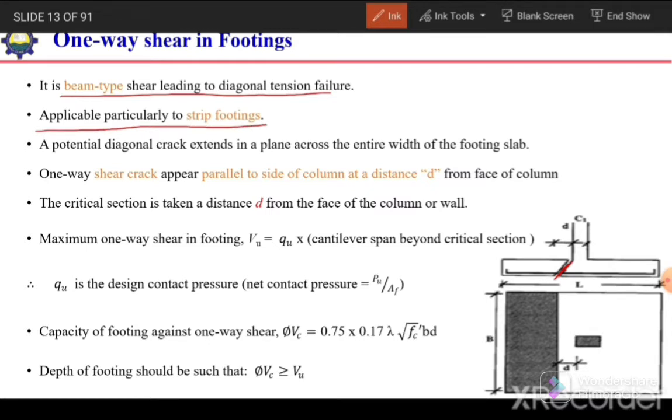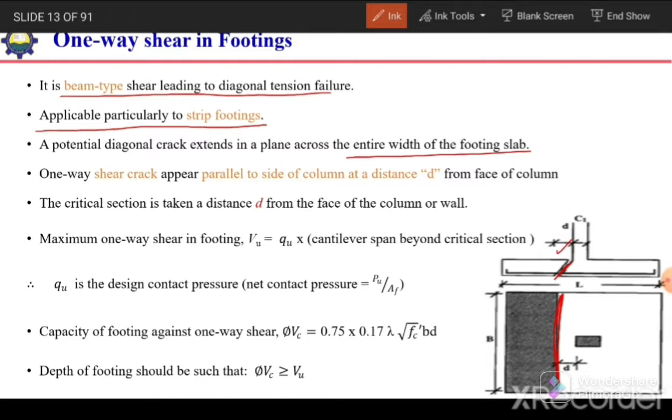This one-way shear is most critical in the case of strip footing, or the footings below load-bearing walls. A potential diagonal crack extends in a plane across the entire width of the slab. So a crack will appear across the whole width of the slab. This type of inclined crack will appear at a distance d from the face of the column, in the whole width of this slab.